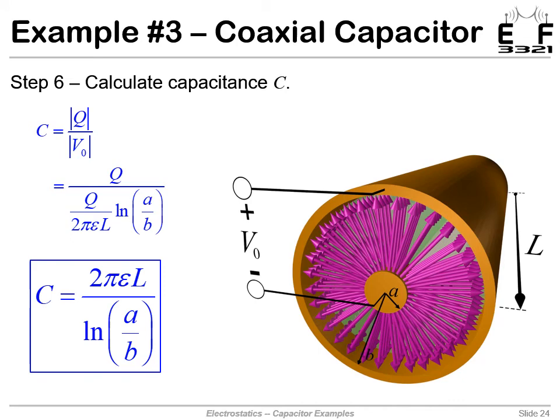Now we want to do the self-check. Is voltage in this equation? No. Is charge in that equation? No. So that's a good sign that we have a correct equation. And it turns out that is the correct equation for the capacitance of this coaxial transmission line.